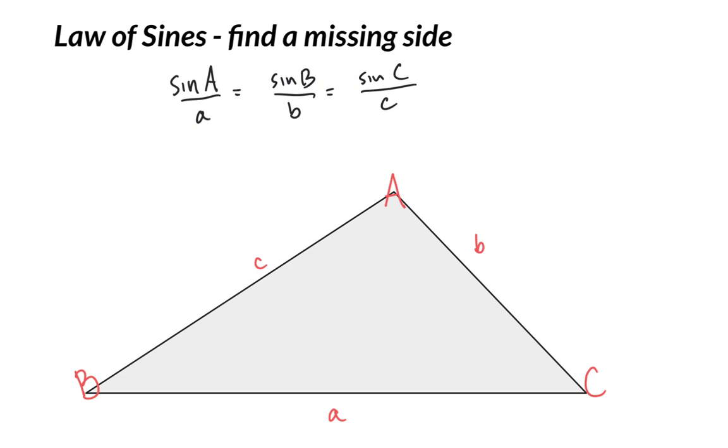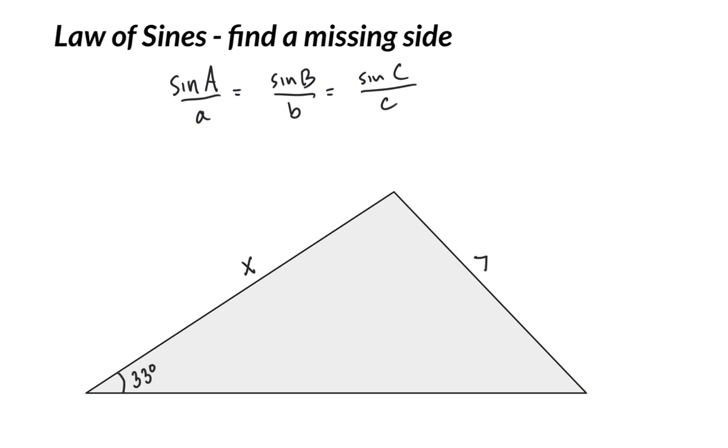But there's this ratio that will hold true, that the sine of an angle divided by the side across from it will be equal to the sine of any other angle and the side across from it. And we can then use this to solve for missing sides and angles. In this video, I'm going to focus on missing sides.